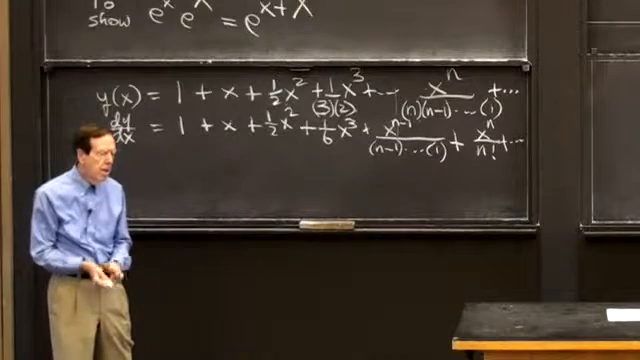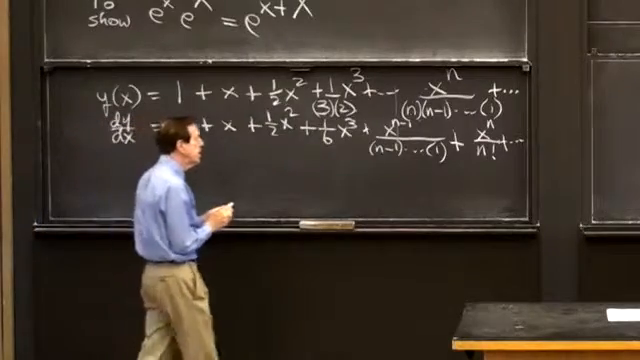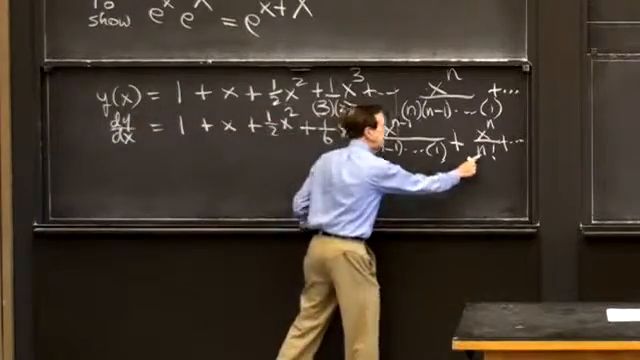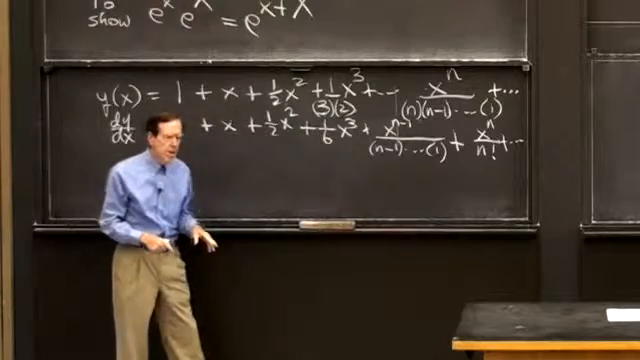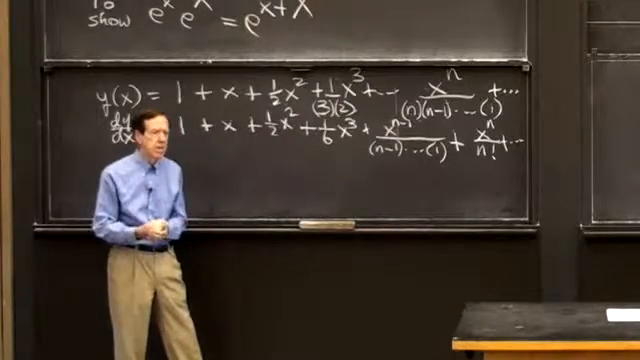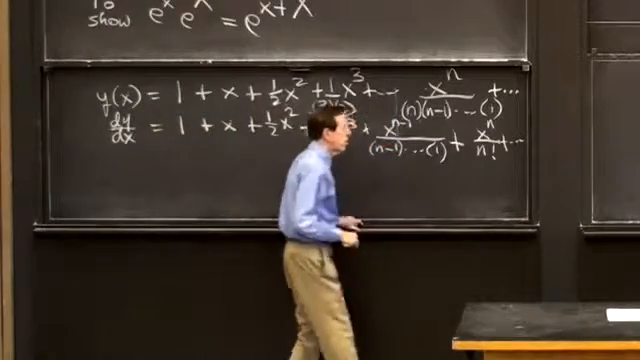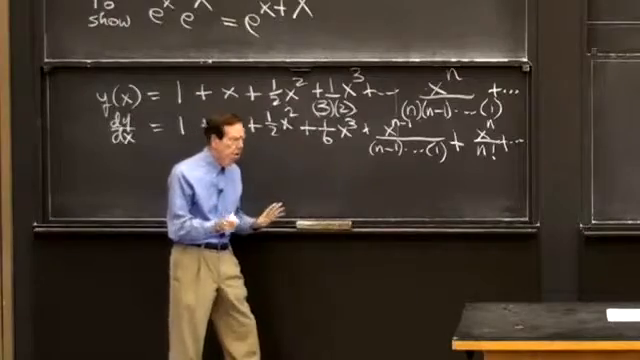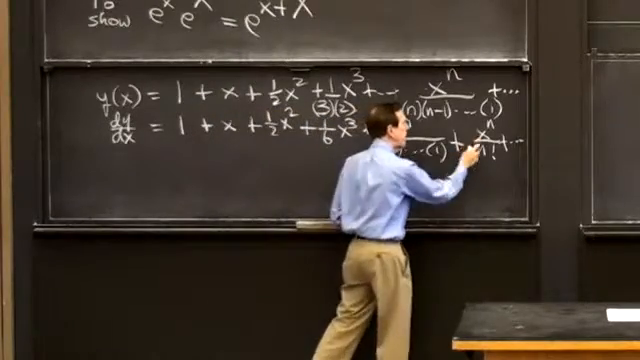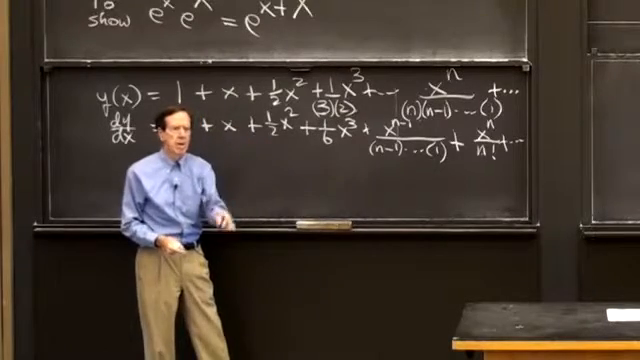But what saves you? What saves you is the fact that these n factorials, those fractions, that n factorial gets to be really large really fast. Faster than this x to the nth could grow. So altogether, these terms, x to the nth over n factorial, get extremely, extremely small.